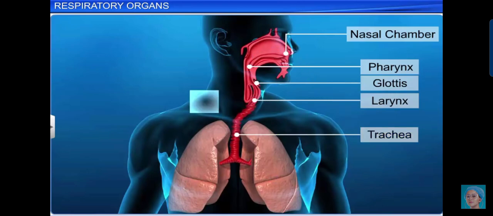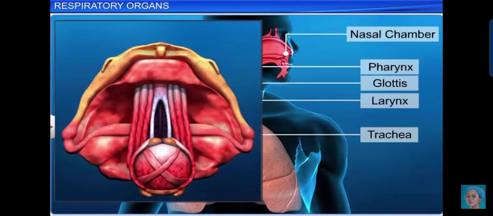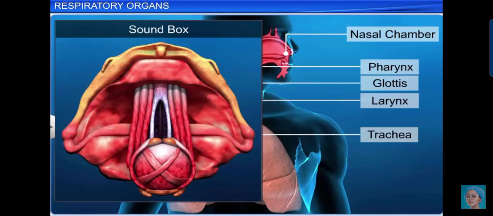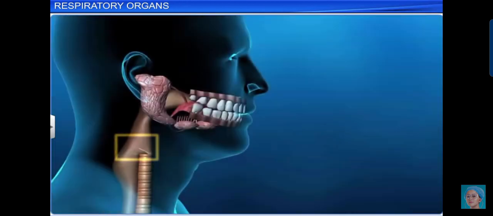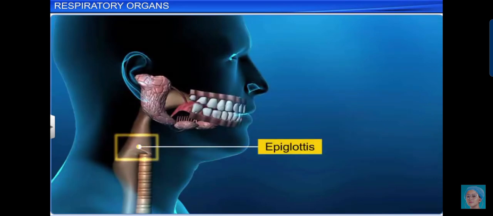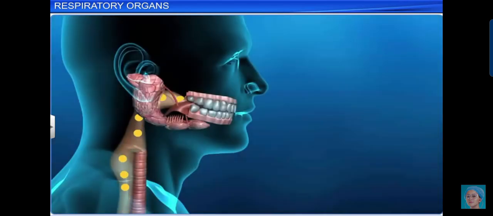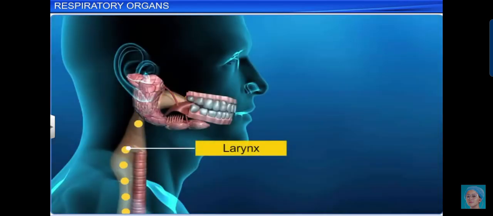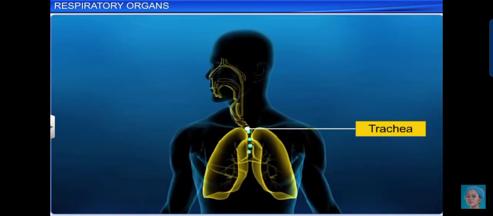The larynx is a cartilaginous box, also called the sound box, because it helps in sound production. The glottis is covered by a thin, elastic cartilaginous flap called the epiglottis that prevents the entry of food into the larynx. The trachea is a tubular passage that allows air into the lungs.